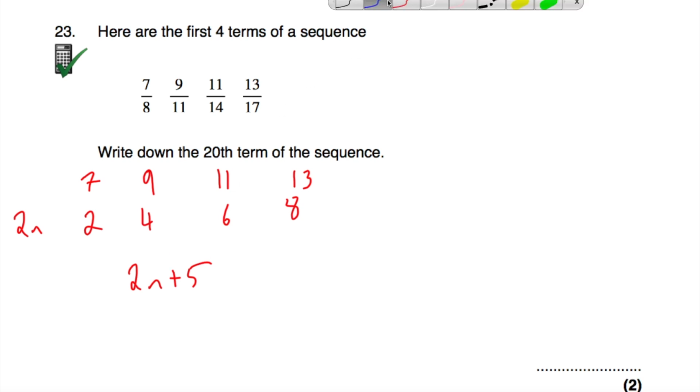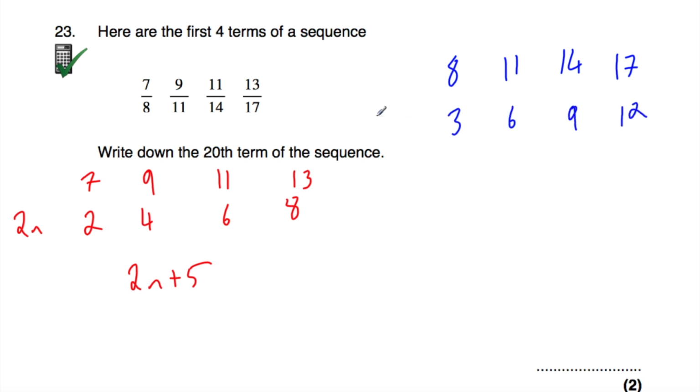Now let's go to our denominators, and I'm just going to change colour of ink here to blue. So in terms of our denominators, we've got 8, 11, 14, 17. And each time we're going up by 3. We're adding 3 each time. So let's write down our multiples of 3. So 3, 6, 9, 12. And then we'd write 3n, because that's our multiples of 3. But our sequence is actually 5 more than the multiples of 3. So it's going to be 3n plus 5.